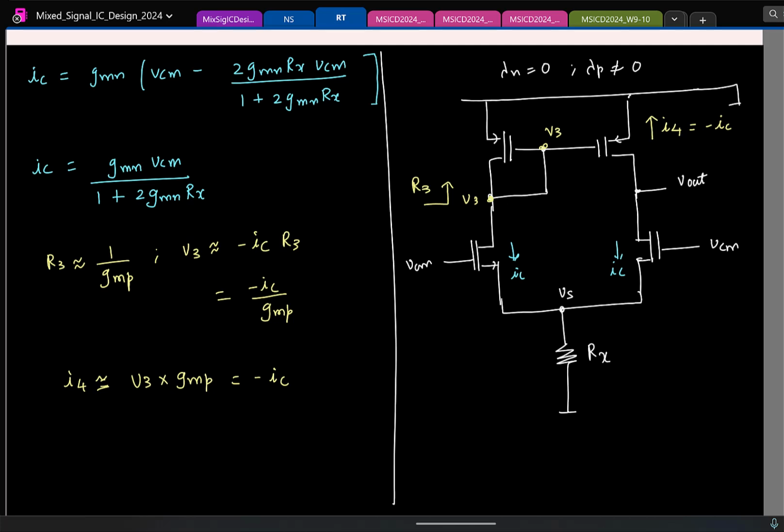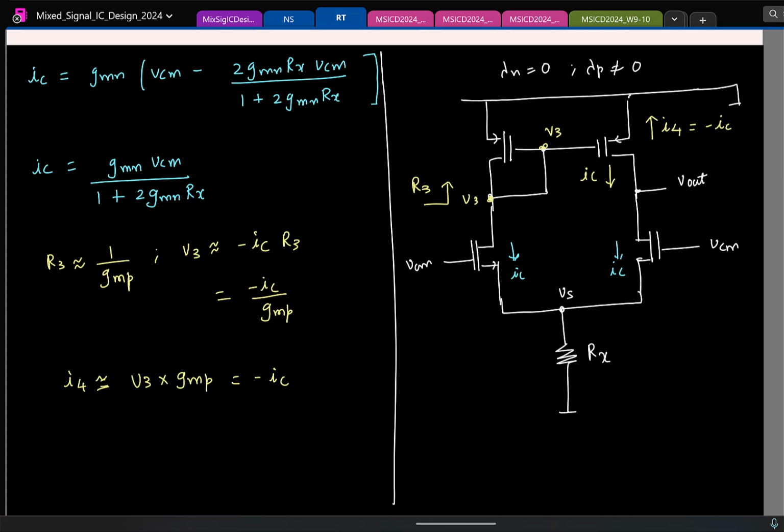So then what can you say about the current in the bottom direction? That is also IC. So what can you say about the current flowing to the output? The short circuit current, if you measure, is going to be 0. So again the common mode gain comes out to be 0, and that is because you have approximated this to be 1 by GM. The exact expression is going to be small, but since you made an approximation, that small number has been approximated to 0.